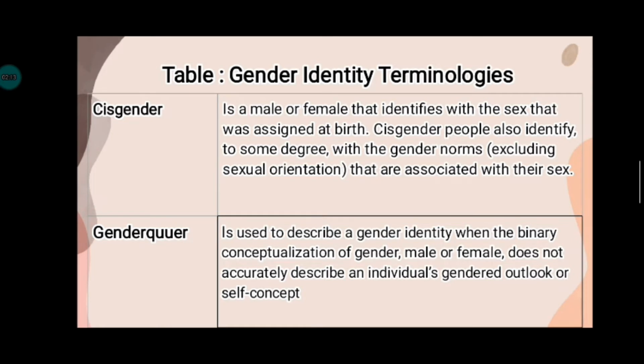So in this table, we are going to determine the gender identity terminologies, which is number one, the cisgender. Cisgender is a male or female that identifies with the sex that was assigned at birth. Cisgender people also identify to some degree with the gender norms, excluding sexual orientation, that are associated with their sex. So cisgender people are those whose gender identity corresponds to their sex assigned at birth.